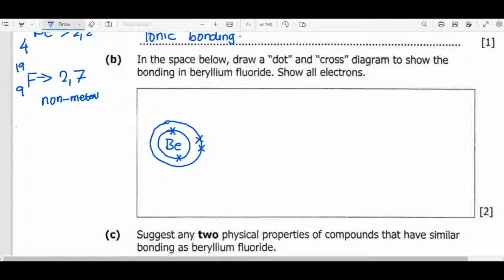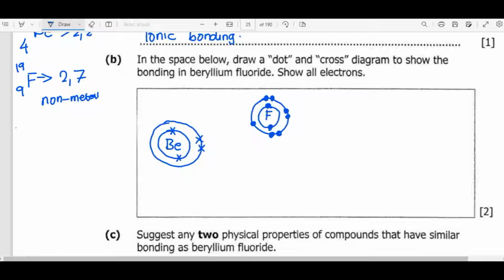So these 2 outer or valence electrons must be given out for this atom to attain stability. Now for fluorine, let's look at the atomic structure. So under fluorine, we know that in the first shell we put 2 electrons, then the outermost shell must have 7 electrons.